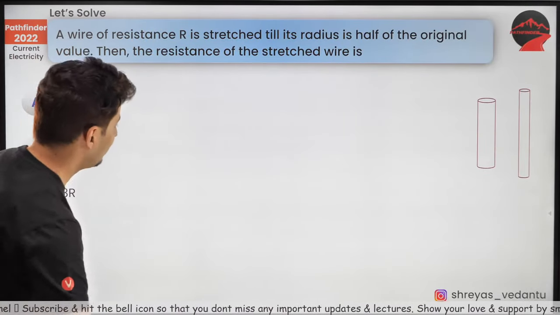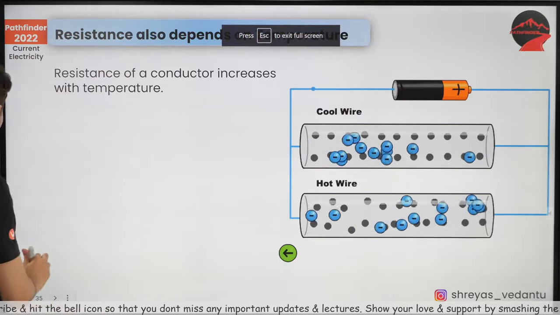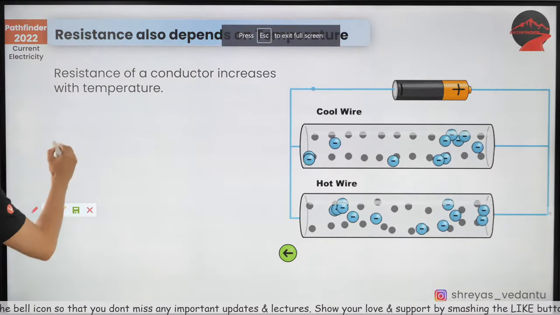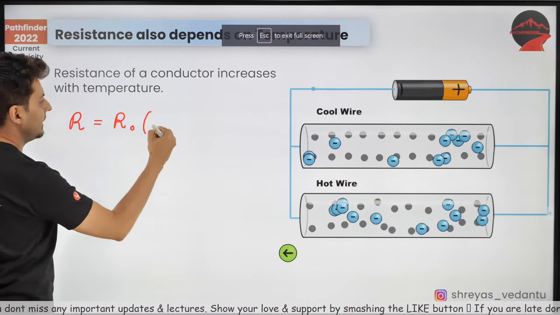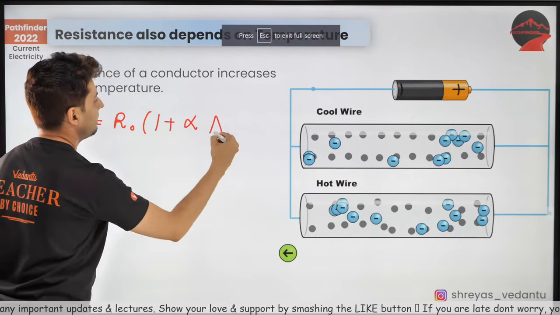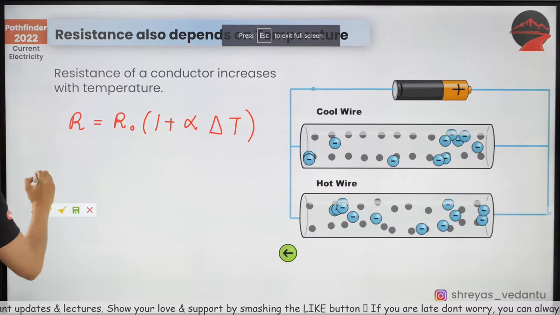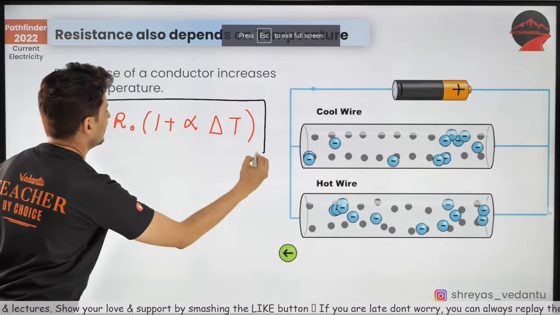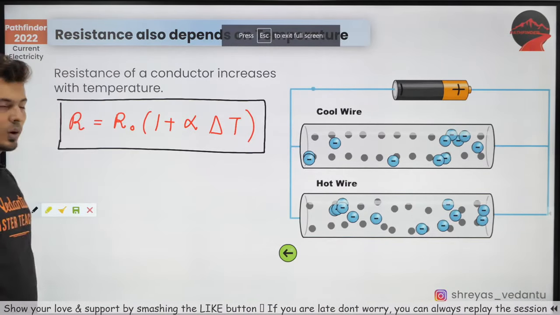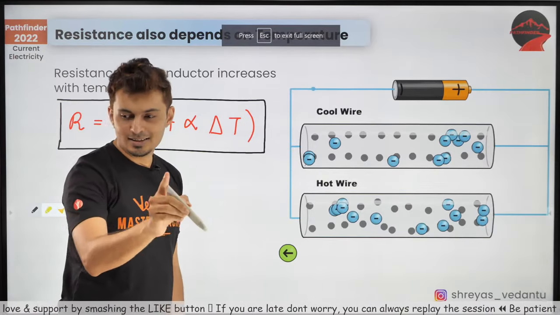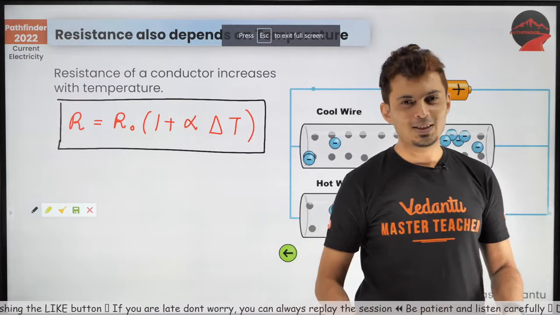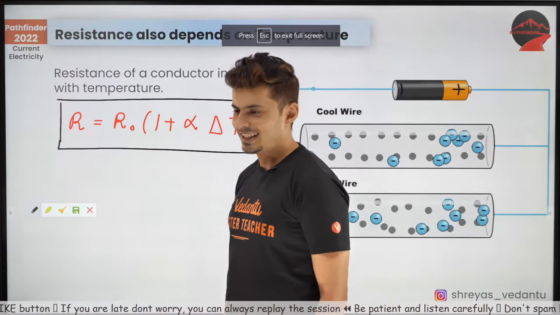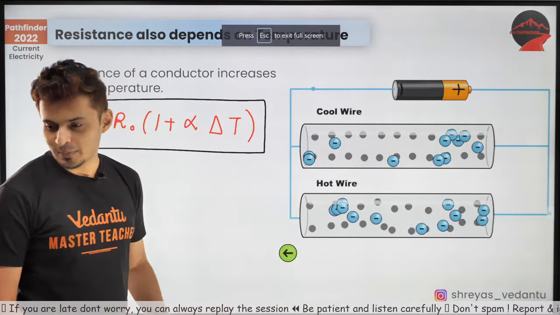So what's the formula for that? The formula is simple. Resistance is R naught into 1 plus alpha delta T. Does this formula remind you of something? If it doesn't, then probably you have not studied your 11th standard properly. Yes, it should remind you of something.